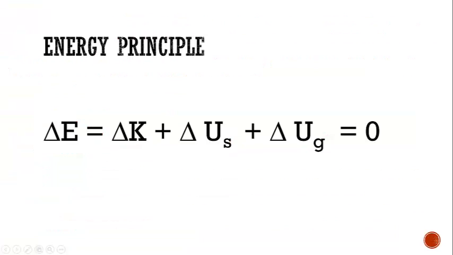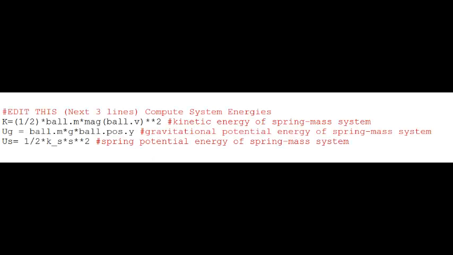Next we will begin using the energy principle. We have chosen our mass, spring, and Earth to all be in our system, so we get that the change in energy equals the change in kinetic energy plus the change in potential energy of the Earth plus the change in potential energy of the spring, and all of that equals 0. We then have to plug in the equation for each of these energies into the code. You can see those here.